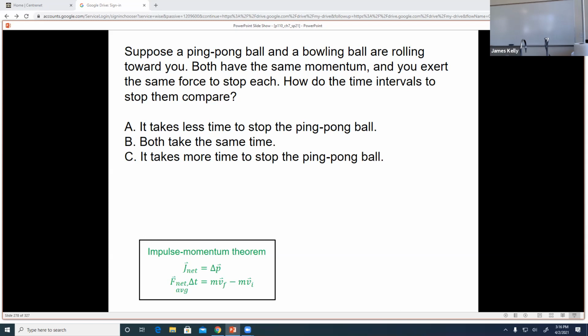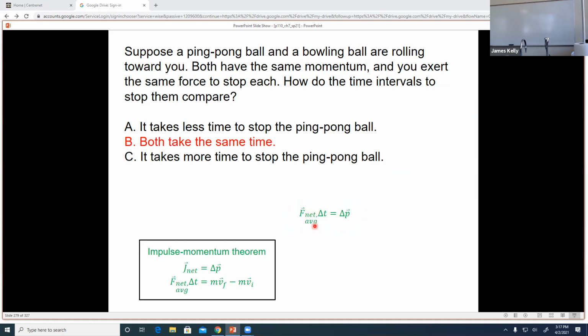Let's see a vote on this one. Got to see what my vote is. I'm seeing A's and B's, probably more B's than A's, and I agree. They both take the same time here, and that's because they're both going from the same starting momentum to 0 momentum, so their change in momentum is the same, and we're applying the same force.